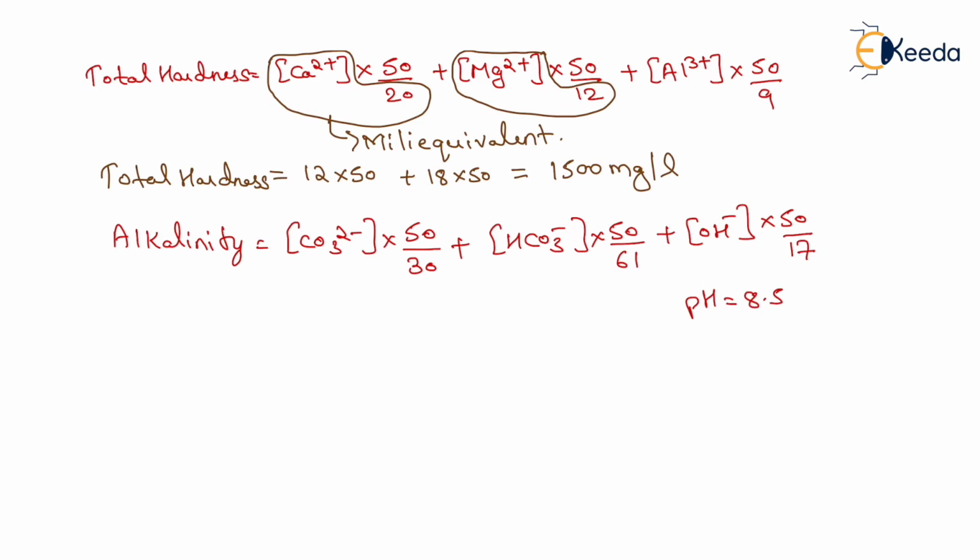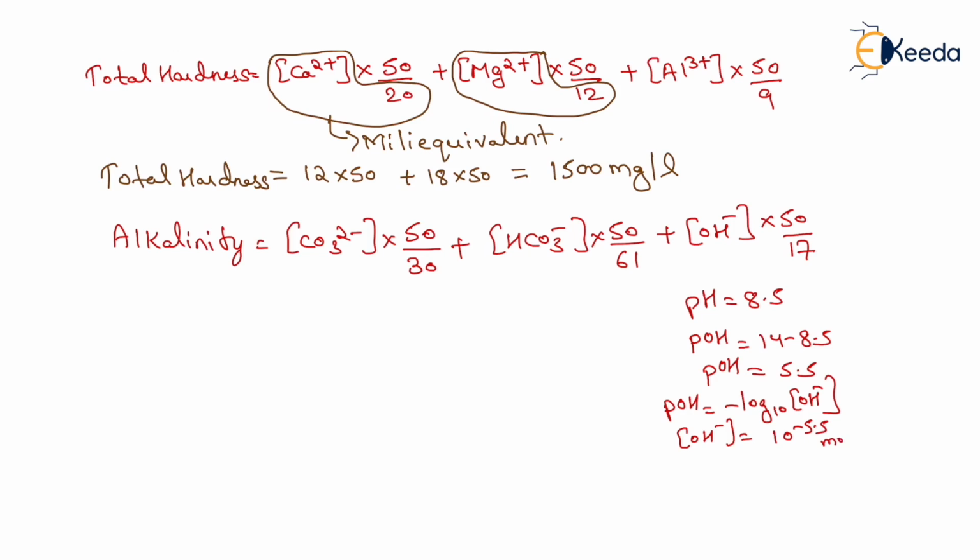Now from pH we can determine the concentration of OH negative. If pH is 8.5, what will be the value of pOH? It will be equal to 14 minus 8.5, which is 5.5. That will be the value of pOH. Now to find the concentration of OH negative, we use the formula pOH is equal to minus log with base 10 of the concentration of OH negative ion. When we put here the pOH value of 5.5, we get the concentration of OH negative equal to 10 to the power minus 5.5 moles per liter.